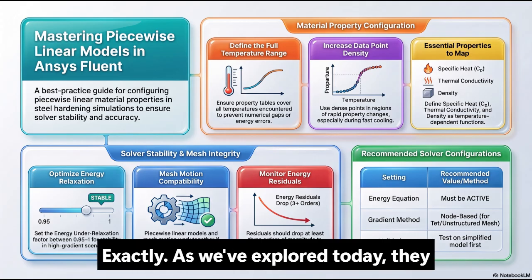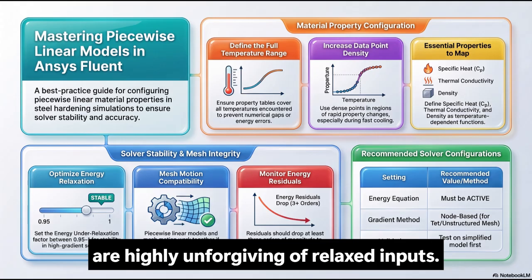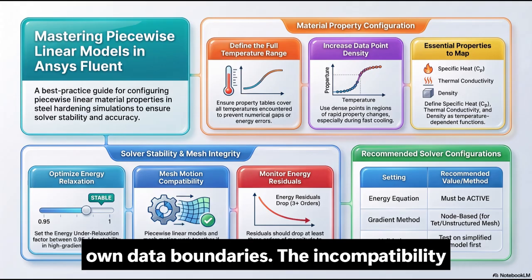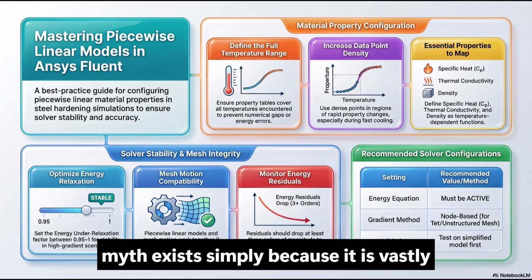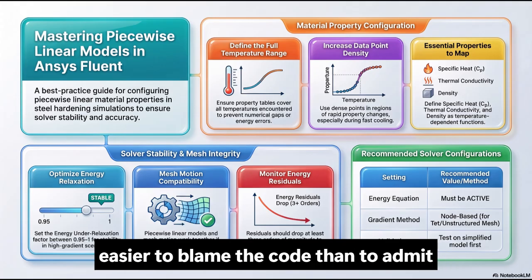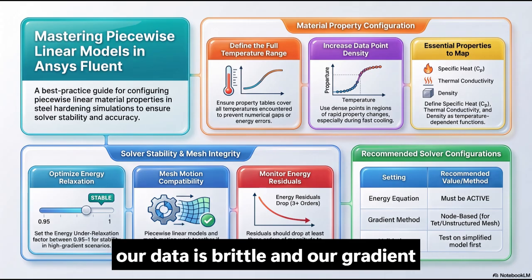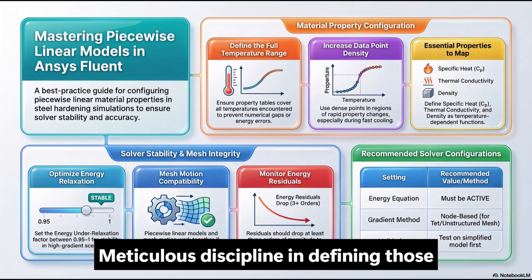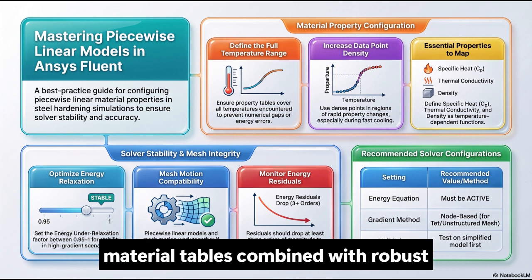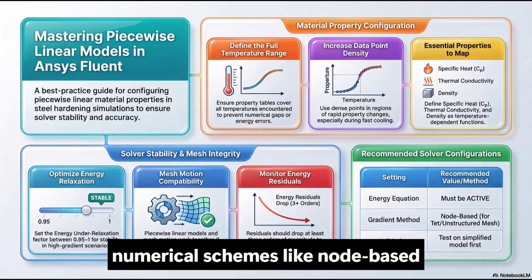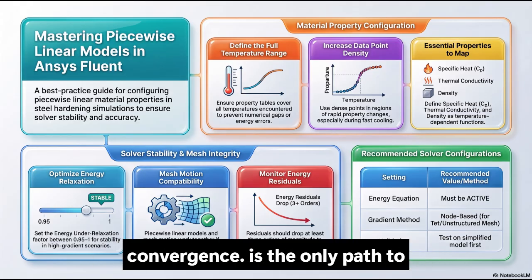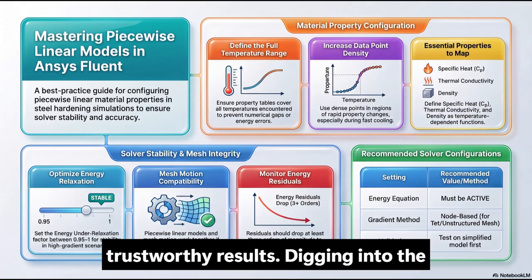Exactly. As we've explored today, they are highly unforgiving of relaxed inputs. The software will not save you from your own data boundaries. The incompatibility myth exists simply because it is vastly easier to blame the code than to admit our data is brittle and our gradient methods are cutting corners. Fair enough. Meticulous discipline in defining those material tables combined with robust numerical schemes like node-based gradients and demanding deep residual convergence is the only path to trustworthy results.